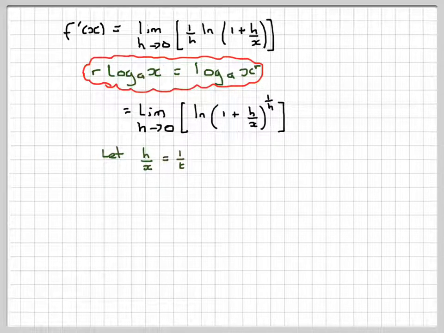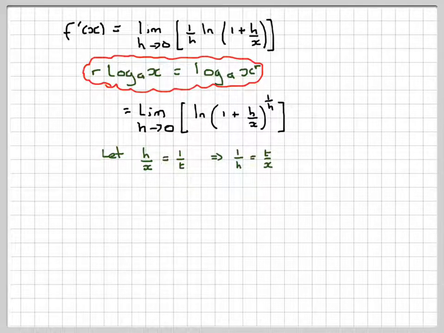Now, we're going to do a little trick here. We're going to let h over x be 1 over t. So this bit here will be 1 over t. If we do that, what will become 1 over h? Stop the video now and try to think what 1 over h will be. So 1 over h will be equal to t over x.